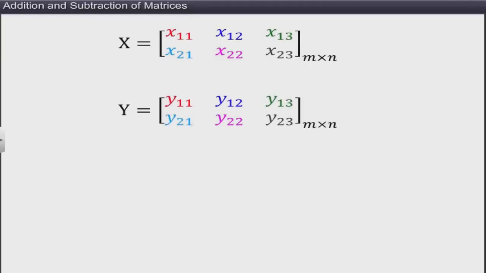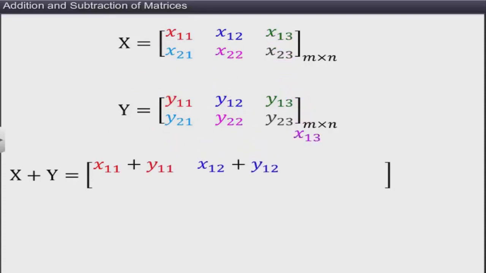We have two matrices, X and Y, of the same order. If we are performing the addition operation on X and Y, it means that we are adding the elements of X to the corresponding elements of Y. Let's see how it's done. The element in the first row and the first column of matrix X is added to the element in the first row and the first column of matrix Y. Similarly, the other corresponding elements are added as shown.